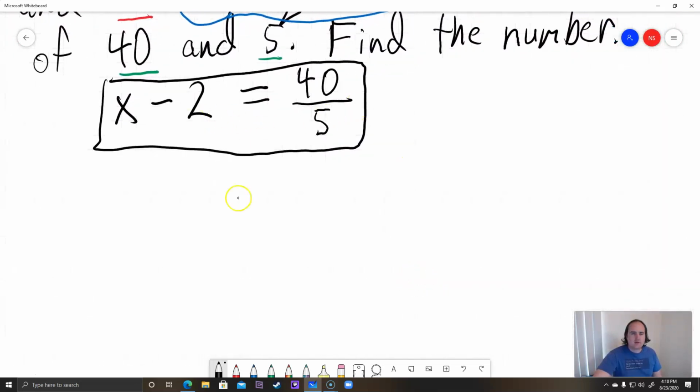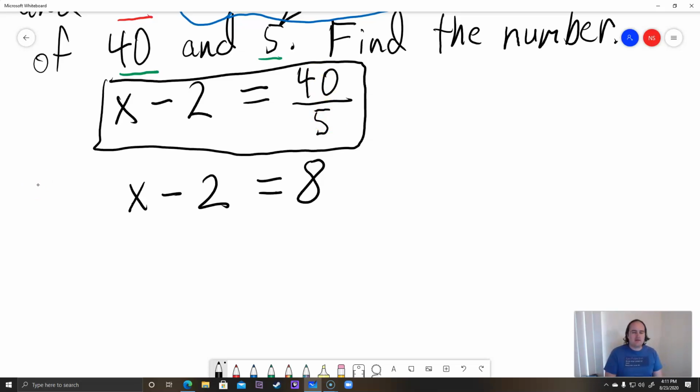So how are we going to solve this equation? Well, first of all, we can simplify the right side. So what is 40 divided by 5? Well, if you remember, 8 times 5 is 40, so that means 40 divided by 5 has to be 8. So our new equation should be x minus 2 equals 8.